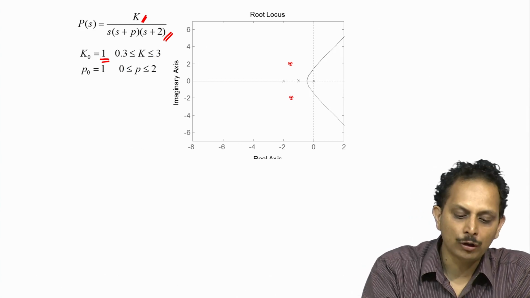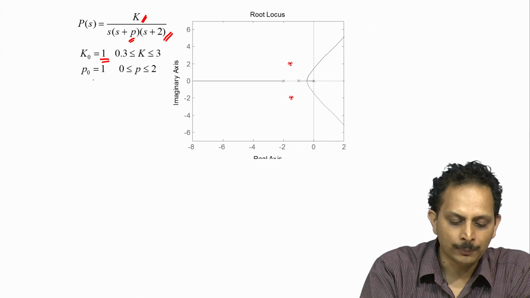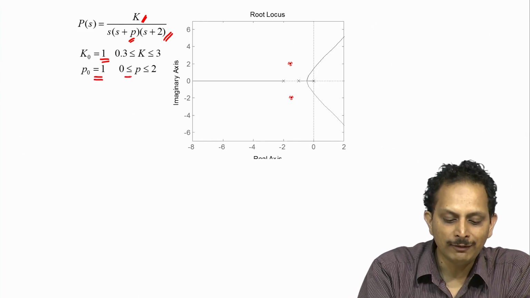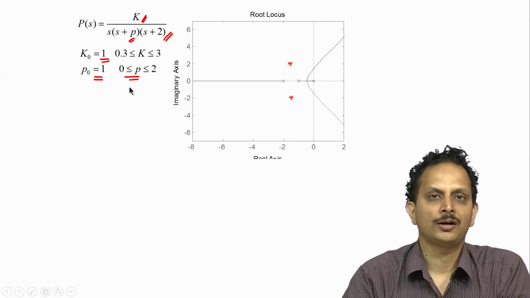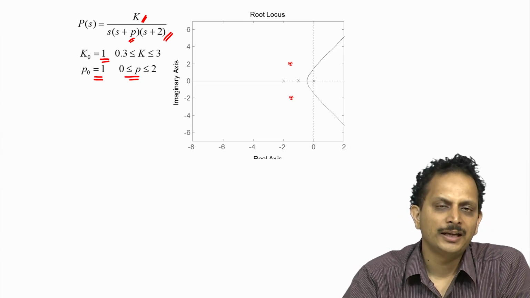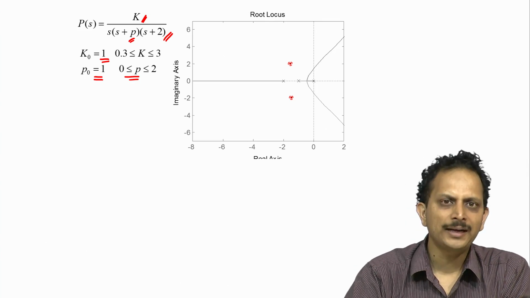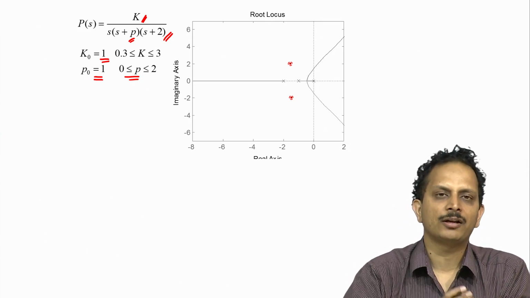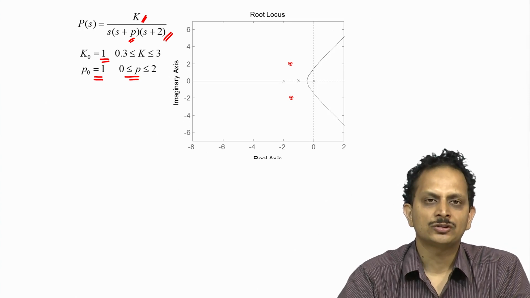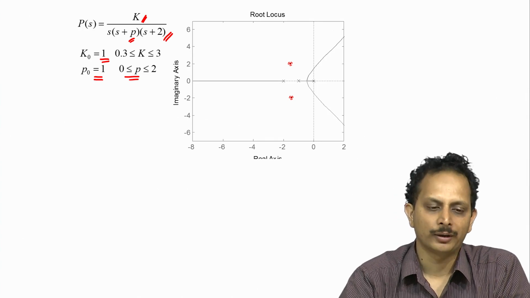Likewise this plant also has one uncertain pole p. Nominally the pole location is p naught equal to 1, but the pole could lie anywhere between 0 and 2, or in other words the pole in the complex plane could be anywhere between s is equal to 0 and s is equal to minus 2. So this plant is identical to the plant that we considered when we undertook root locus based design, when there was simultaneous uncertainty in the gain of the plant as well as its pole location.